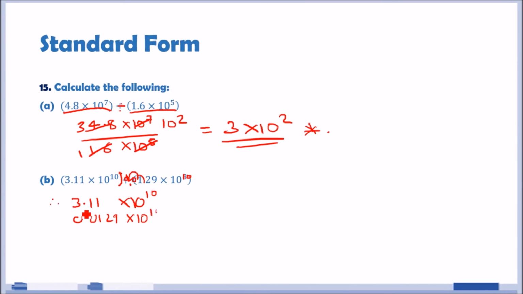so 0.0129 times 10 to the power of 10. Now we just sum these up. So sum these up, we got 3.1229. Hence our solution is 3.1229 times 10 to the power of 10.